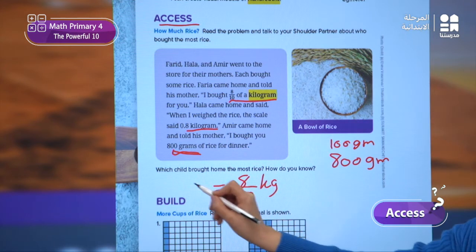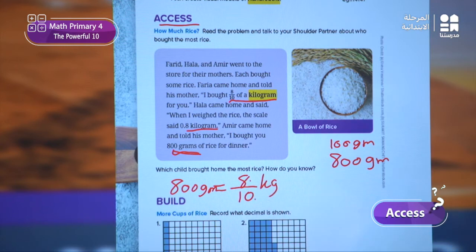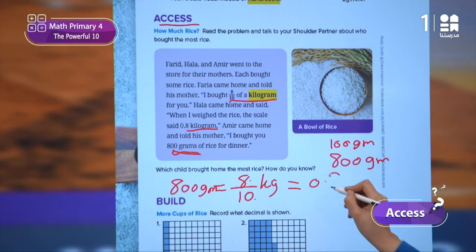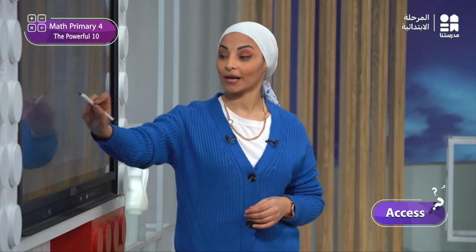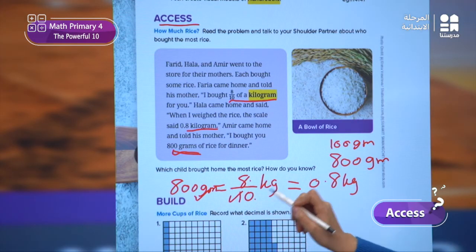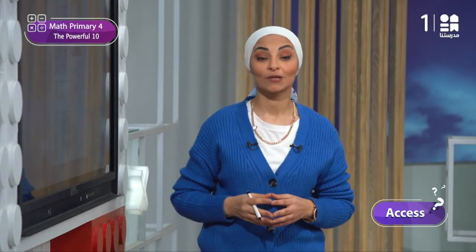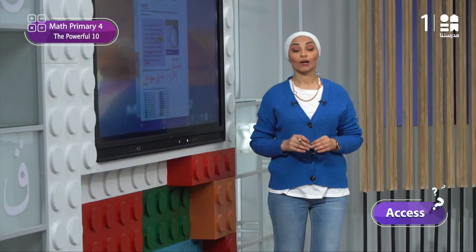So we agreed that 800 grams equals 8 over 10 kilograms. And also it is equivalent to the decimal, which is 0.8 kilograms. Just like Hala said. So they all have the same amount. 800 grams equals 8 over 10 kilograms equals 0.8 kilograms. And that explains how fractions and decimals are related to each other. We will learn more about this in our lesson today.